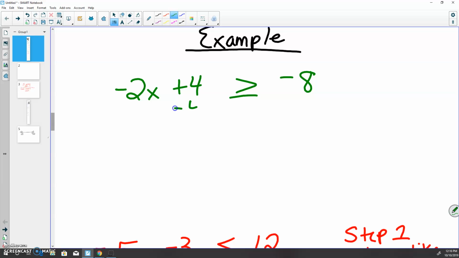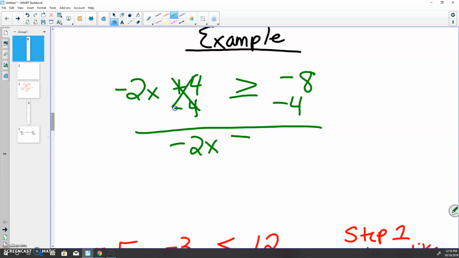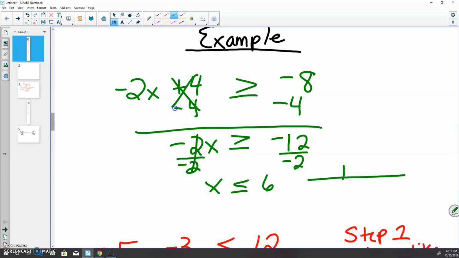Okay, so I'm going to subtract 4 to move it to the other side. I'm left with negative 2x is greater than or equal to, same sign, add, different sign, subtract, negative 12. To break them apart, I divide. What happens when you divide by a negative? Flip your sign. So you would graph it by putting 6 on a number line.